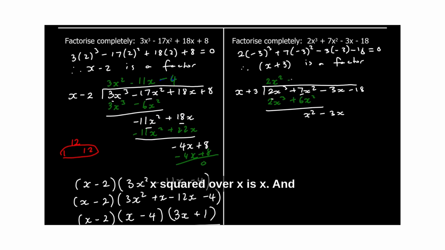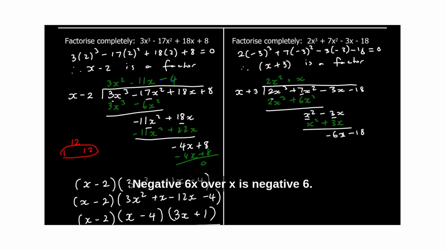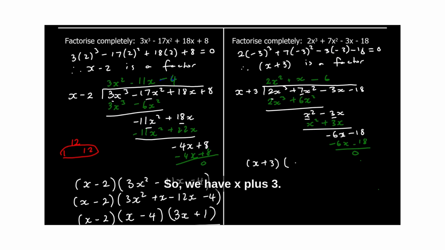X squared over x is x, and then times by x. X times x is x squared. X times 3 is 3x. Take away. -3 take away another 3 is -6x. Bring down the -18. -6x over x is -6. And that leaves us with no remainder because x plus 3 is a factor. So we have x plus 3 times 2x squared plus x minus 6.